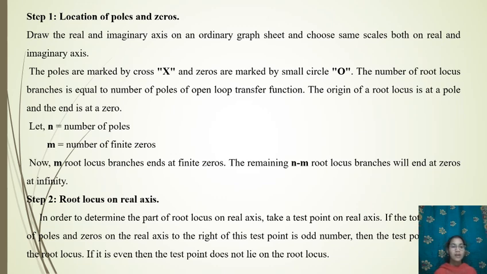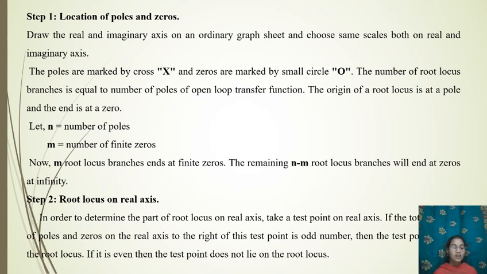The poles are marked by cross and zeros are marked by small circle. The number of root locus branches is equal to number of poles of open loop transfer function. The origin of a root locus is at a pole and the end is at a zero. Let n equals number of poles, m equals number of finite zeros. Now, m root locus branches end at finite zeros. The remaining n minus m root locus branches will end at zeros at infinity.